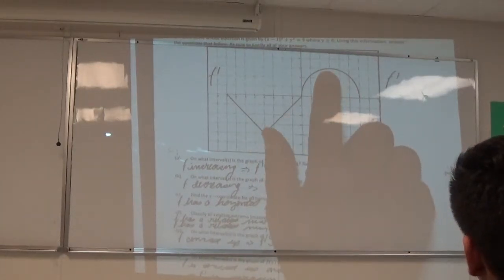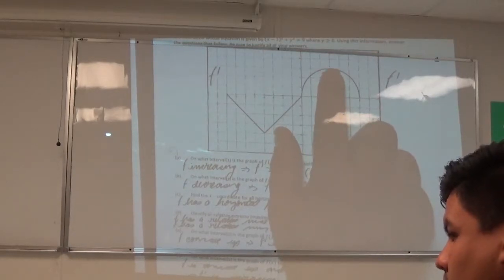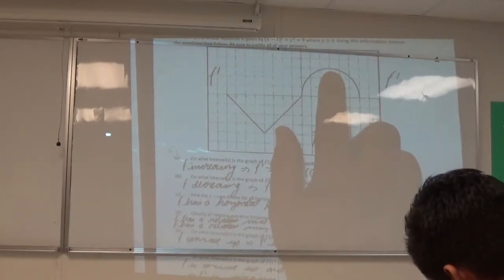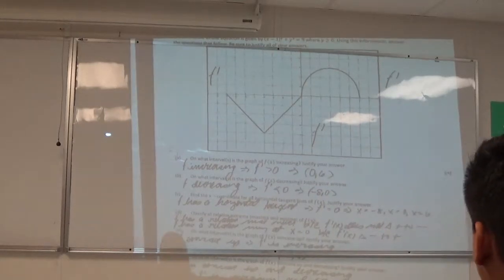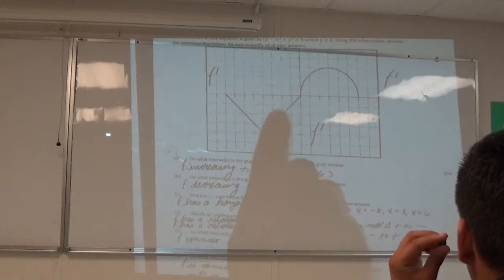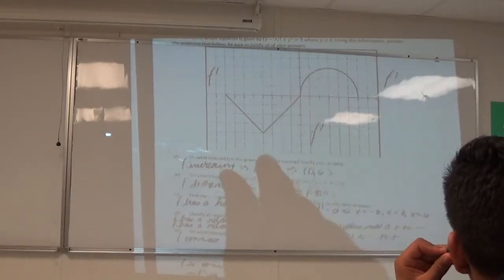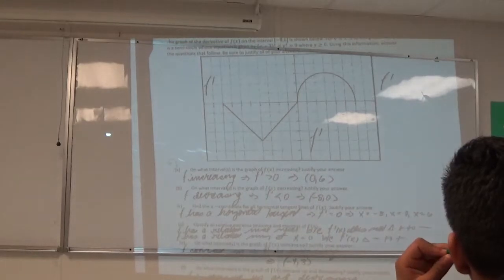At x equals 3, Jose, F prime would have a relative max. But I'm not asking you about F prime, I'm asking about F. Now, F has a relative minimum at x equals 0. Why? Because that's where F prime changes from being below the x-axis to being above the x-axis, from negative to positive. If you don't have this, please get it written down.